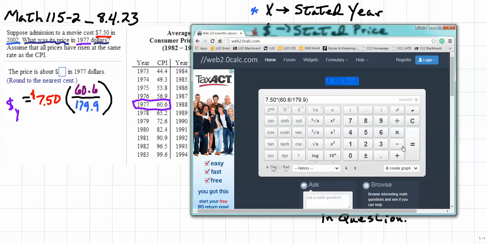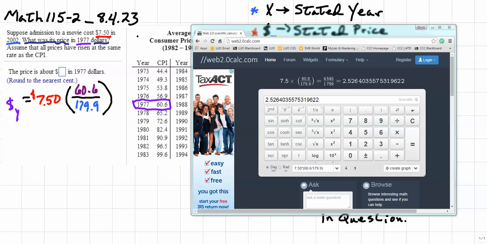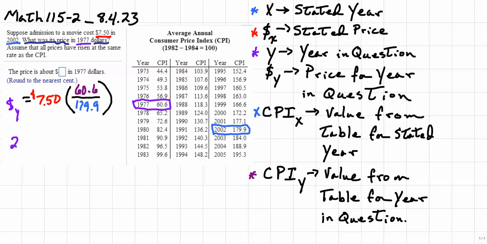So we'll go ahead and press equals. And then we get an answer of 2.52. So our answer for this one would be the dollars. It would be $2.52 in 1977 dollars.